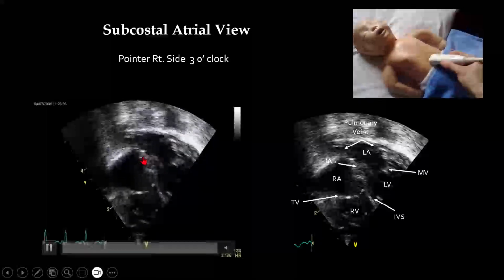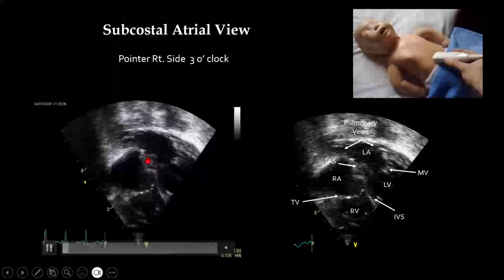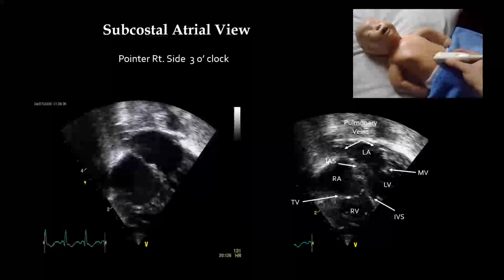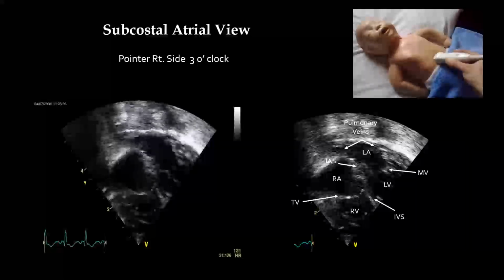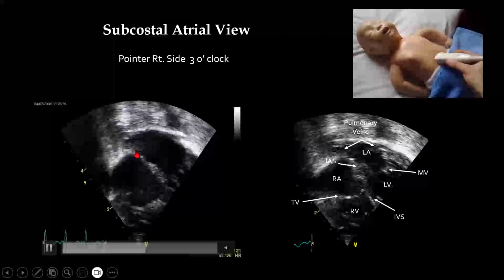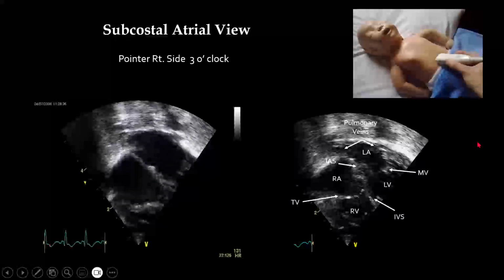This is the interatrial septum. And here you can see the flap also. So this is your PFO. If you have a flap, it is patent foramen ovale. If you do not see a flap, the cut edges are sharp, well defined, it is ASD. So this is your RA, LA, interatrial septum, flap. So this is your atrial cross section.